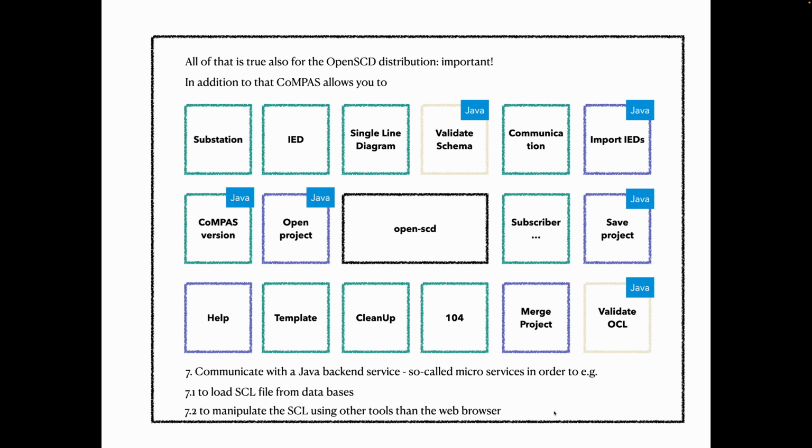So to sum it all up, CoMPAS and OpenSCD work together in the front end. CoMPAS is using OpenSCD as an upstream dependency to allow the user to get access to the Java backend services. It is doing so by creating, for each such microservice, Java backend service, one plugin and adding it to the application using the web component OpenSCD.